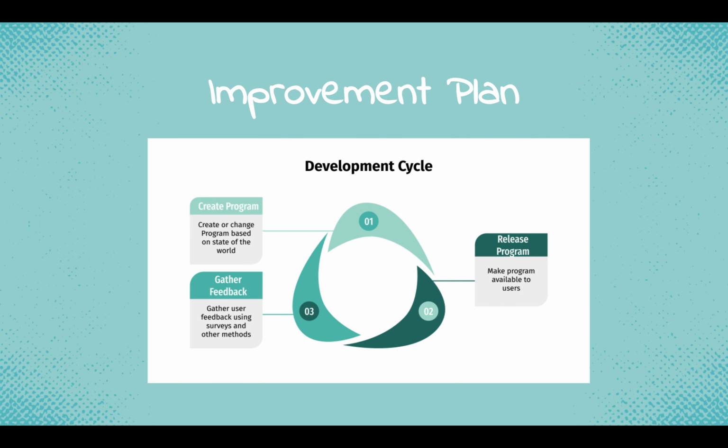So building upon these starting tools, I created an improvement plan that reflected an agile methodology. Step 1 was to create or change the program based upon my understanding of the state of the world. Step 2 was to release the program to make it generally available to users, and then step 3 was, of course, to gather feedback. Throughout all these iterations that I went through with this tool, I always followed this plan, though my method for gathering feedback and my method for releasing the program have changed.